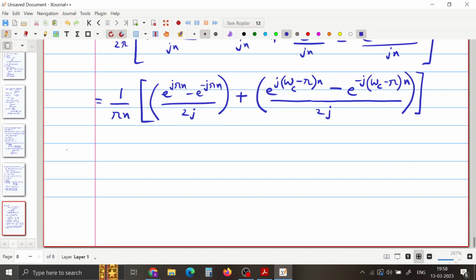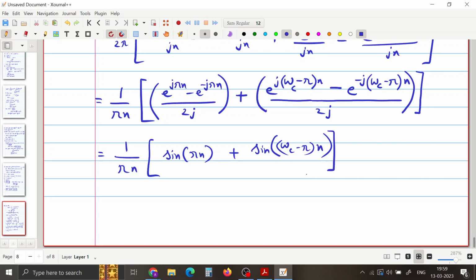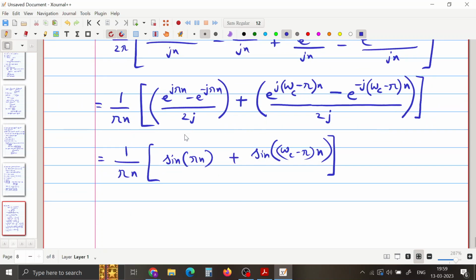Okay, so the answer ultimately is 1 by, sine n pi, yes, sine pi n, plus sine omega c minus pi n. Correct. While I'm solving, I have taken that minus of pi minus omega c. Yeah, it's fine. And anyway, will it disturb it if I change the sign?